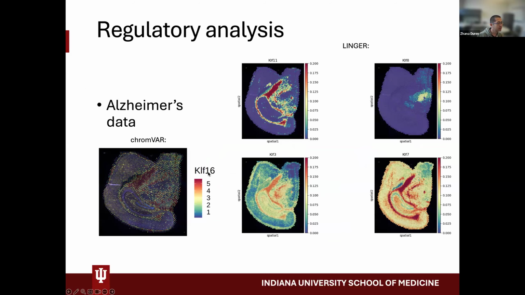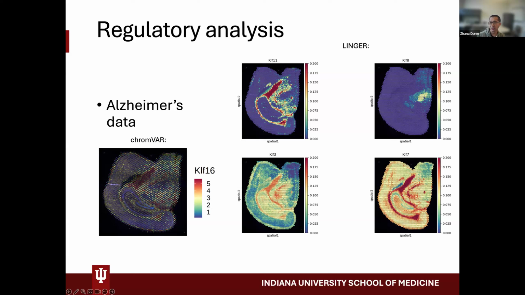Then another case is the chromVAR motif activity. For TFs from the same family that have the same motif, we cannot distinguish among them just based on the motif. From the technical data alone we can only do this. But if we do the regulatory analysis, we know each transcription factor and we know their targets.